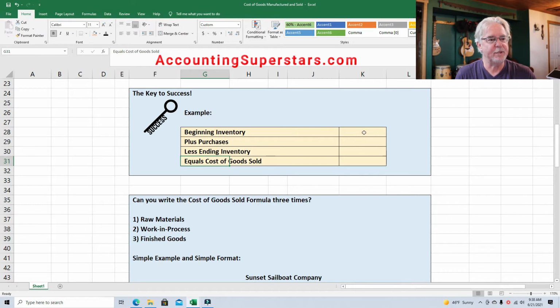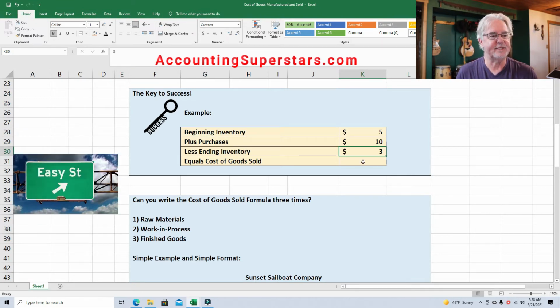It's really easy. To put it in simple terms, I'll use really small numbers. If you start with $5 in your beginning inventory and you purchase $10 more of inventory, that gives you 15, right? 5 plus 10 is 15. Minus the ending inventory, suppose you only have 3 left. So you started with 5, you bought 10 more, so you have 15, and at the end of the day, you only have 3 left. How many did you sell? Well, you sold $12 worth of inventory.